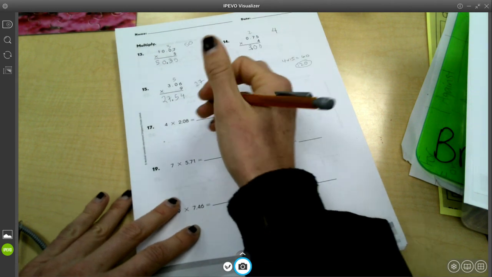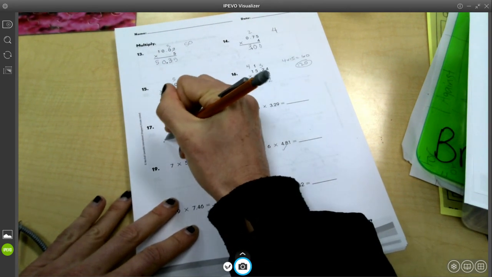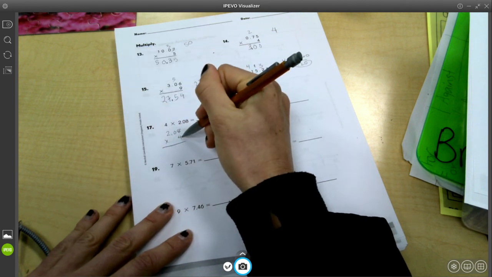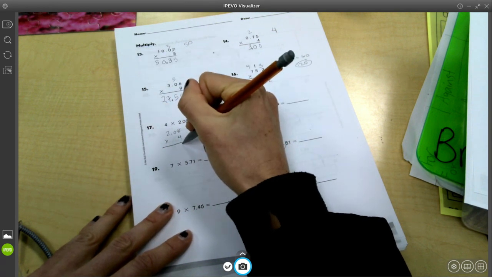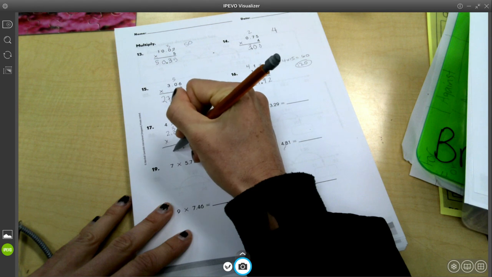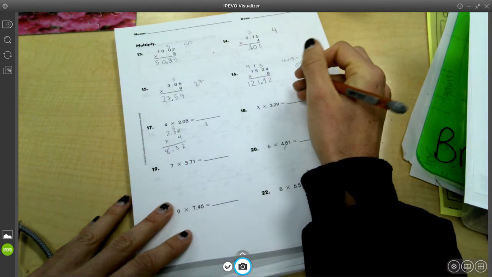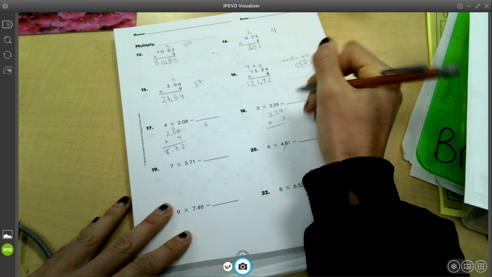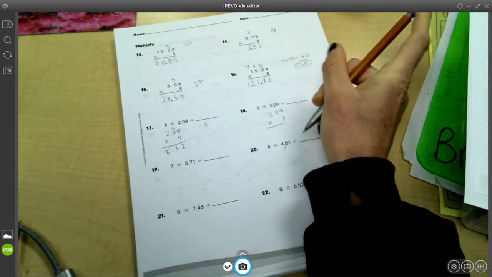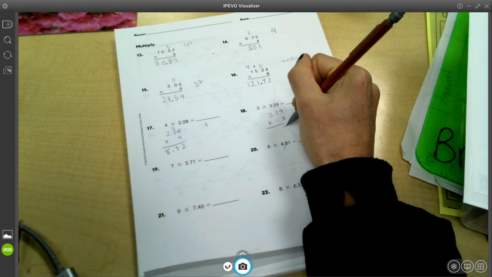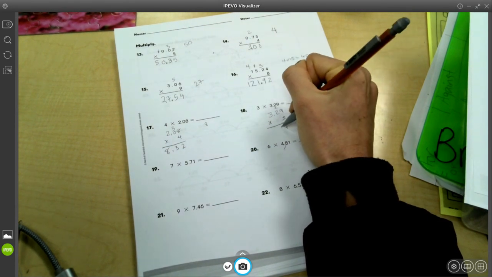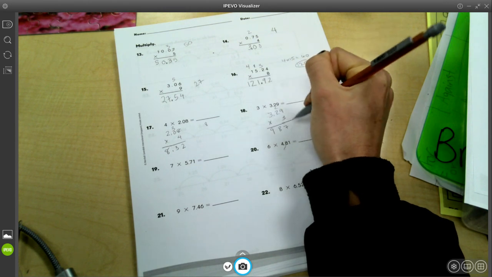All right, I'm going to rewrite these. 8 times 4. 4 times 2 is 8. My answer should be around 8. 4 times 8 is 32. There you go. 3 times 3 is 9. My answer should be around 9. 7, 27. 2 times 3 is 6. 7, 8. 2 times 3 is 9.